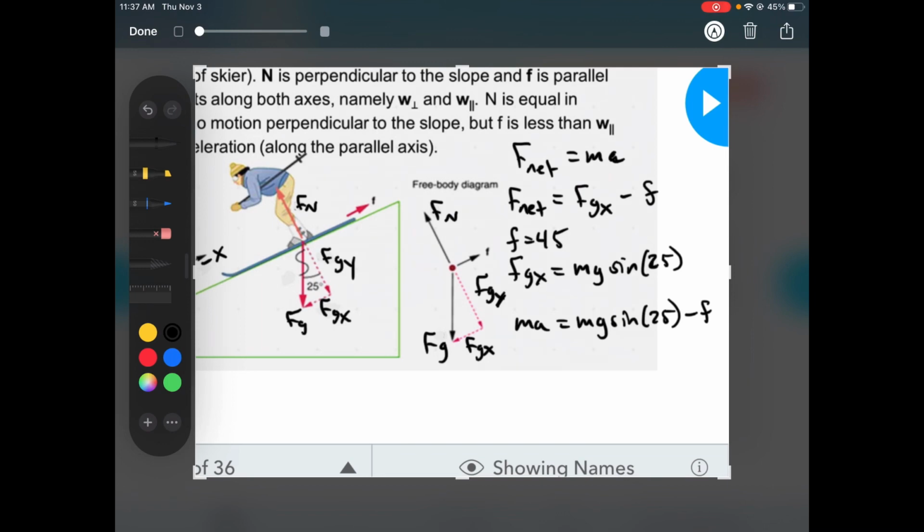We can plug everything in. And in this case, the 60s aren't going to cancel each other out, so we kind of got to leave it there. Got to divide by 60 on both sides.